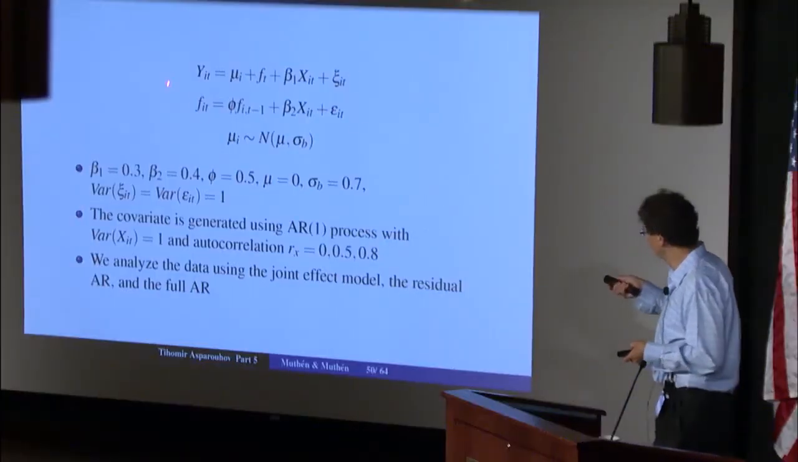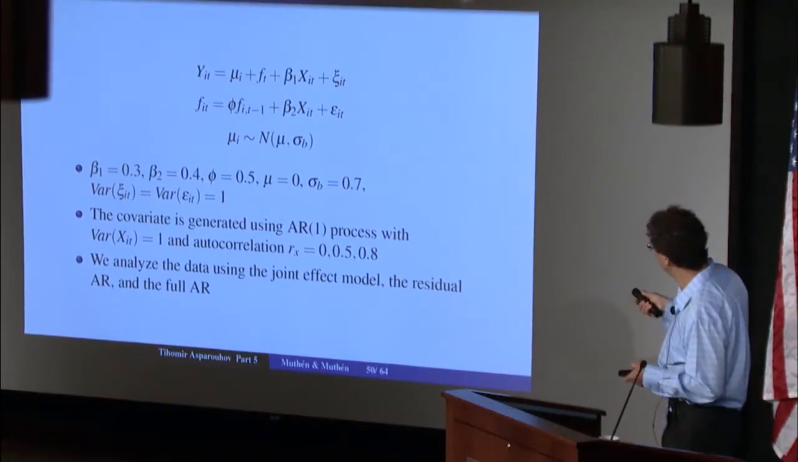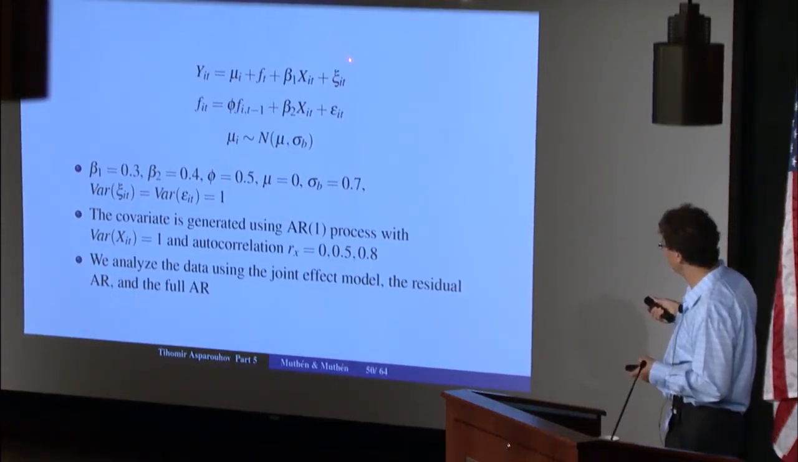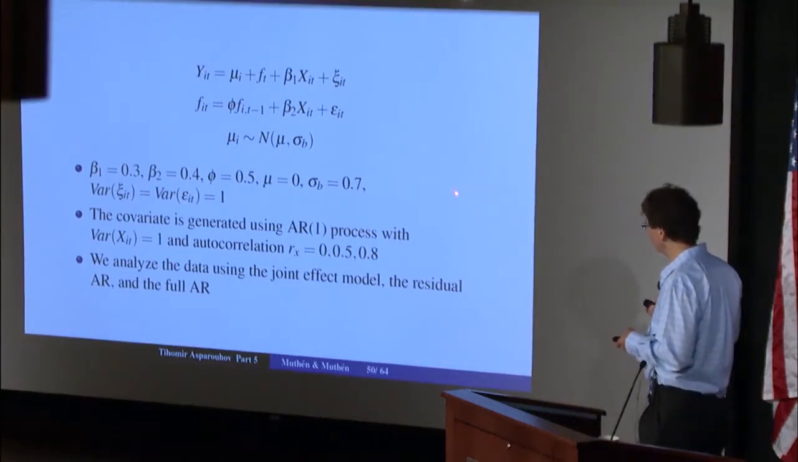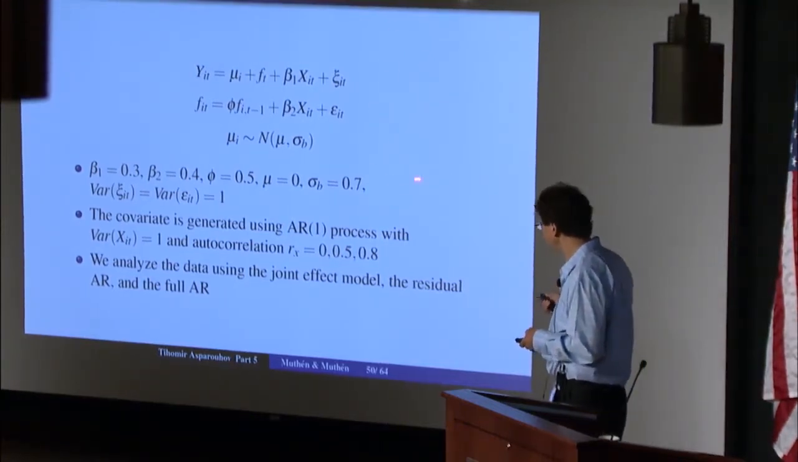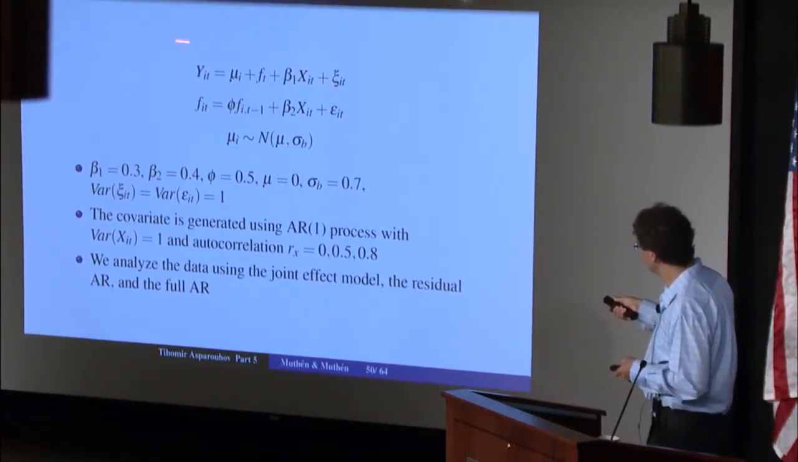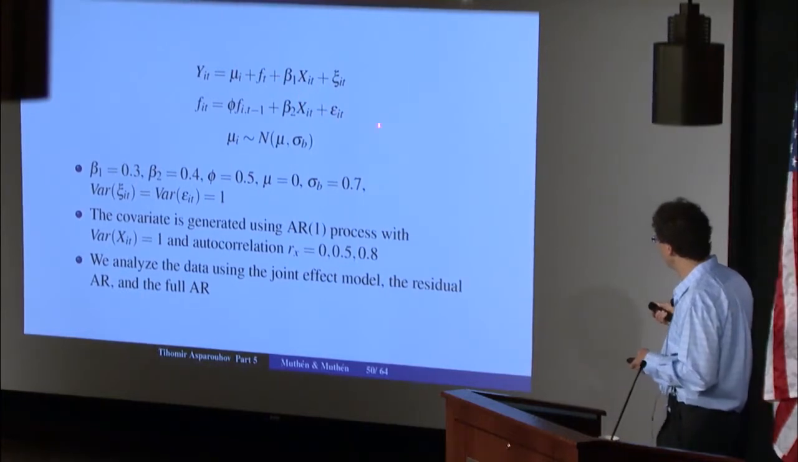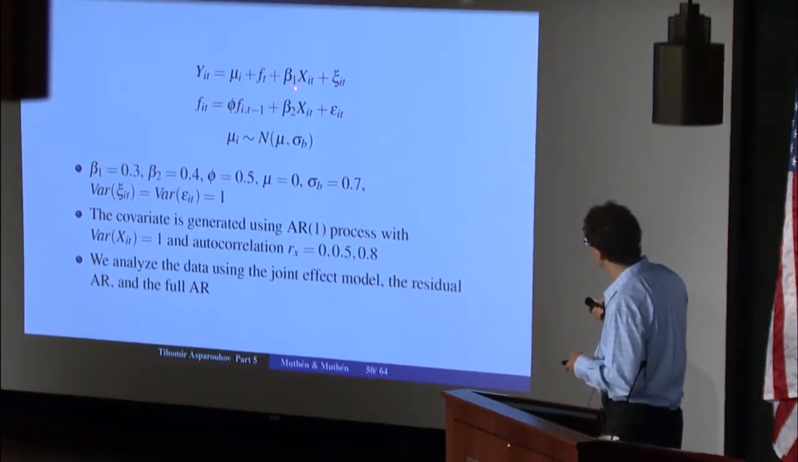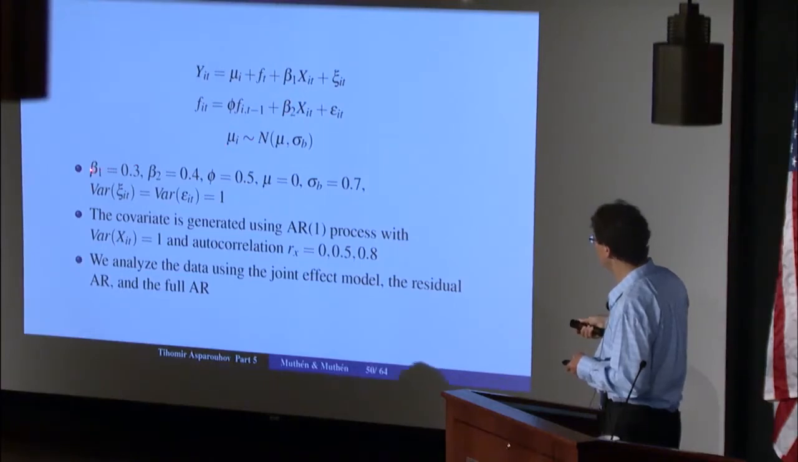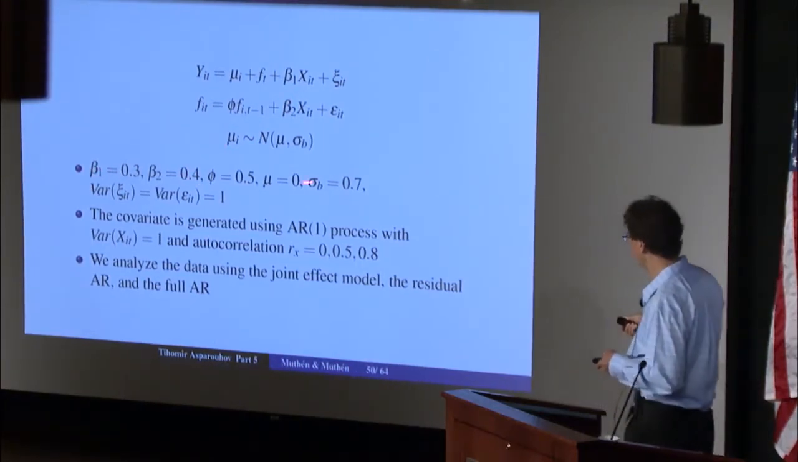This is what I'm going to show you here. It's a little simulation where we generate data from the joint model and estimate it with the full model and also the residual model. This is in a two-level framework. We have the effect of the covariate outside of the autoregressive equation, but also inside. So we have the two regression coefficients, and beta 1 is 0.3, beta 2 is 0.4.